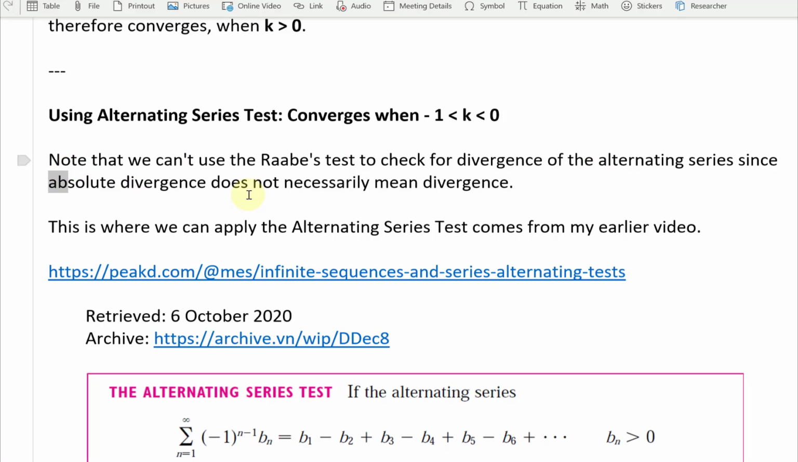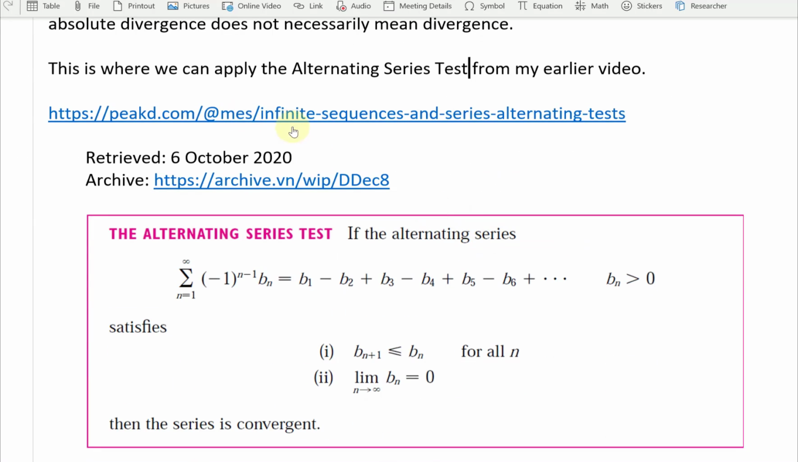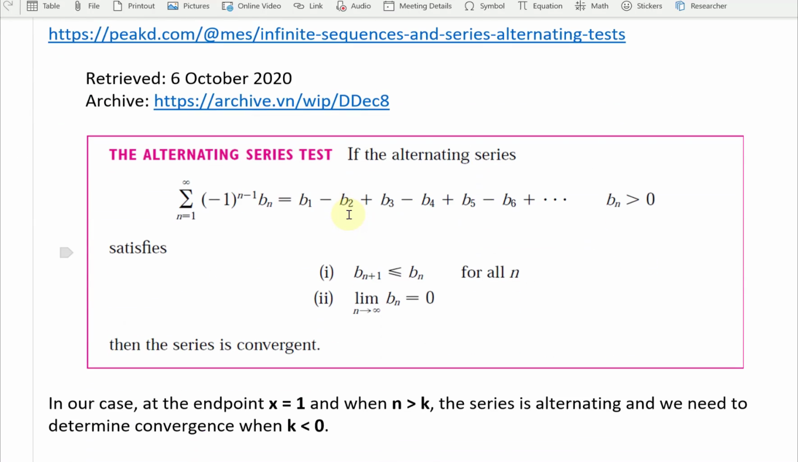since absolute divergence does not necessarily mean divergence. And this is where we can apply the alternating series test from my earlier video. Here's a link to the Hive notes as well, and here is a screenshot from the calculus book. So the alternating series test: if the alternating series summation from n equals 1 to infinity of negative 1 to the power of n minus 1 bn equals b1 minus b2 plus b3 minus b4 plus b5, etc., where bn is positive, just to show that it's alternating, plus minus plus minus, where bn is greater than 0, satisfies these two conditions.